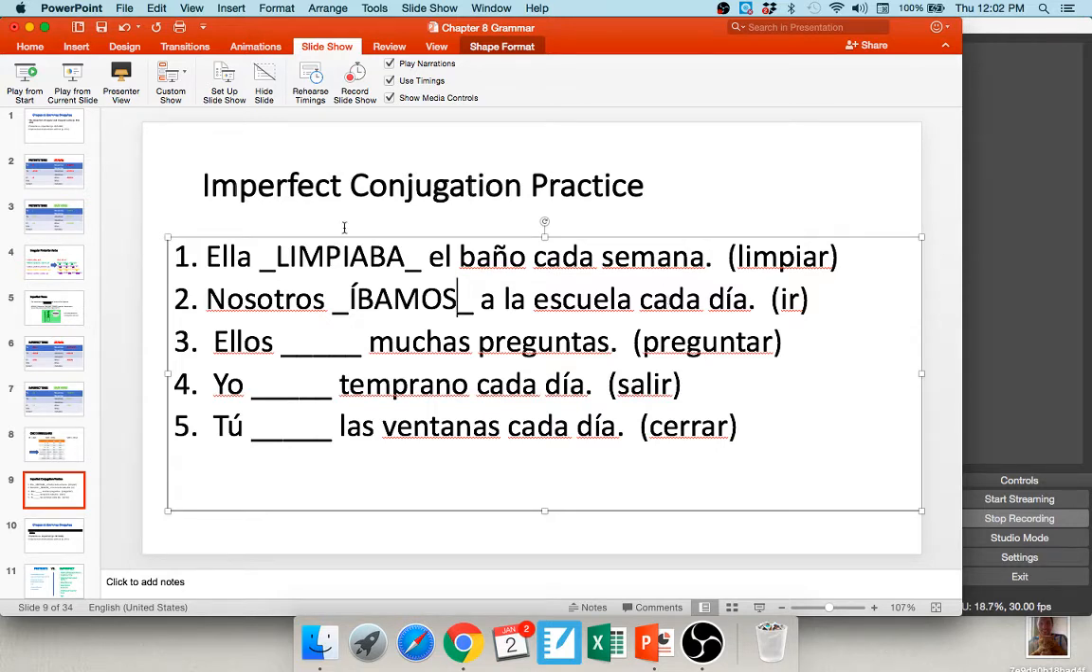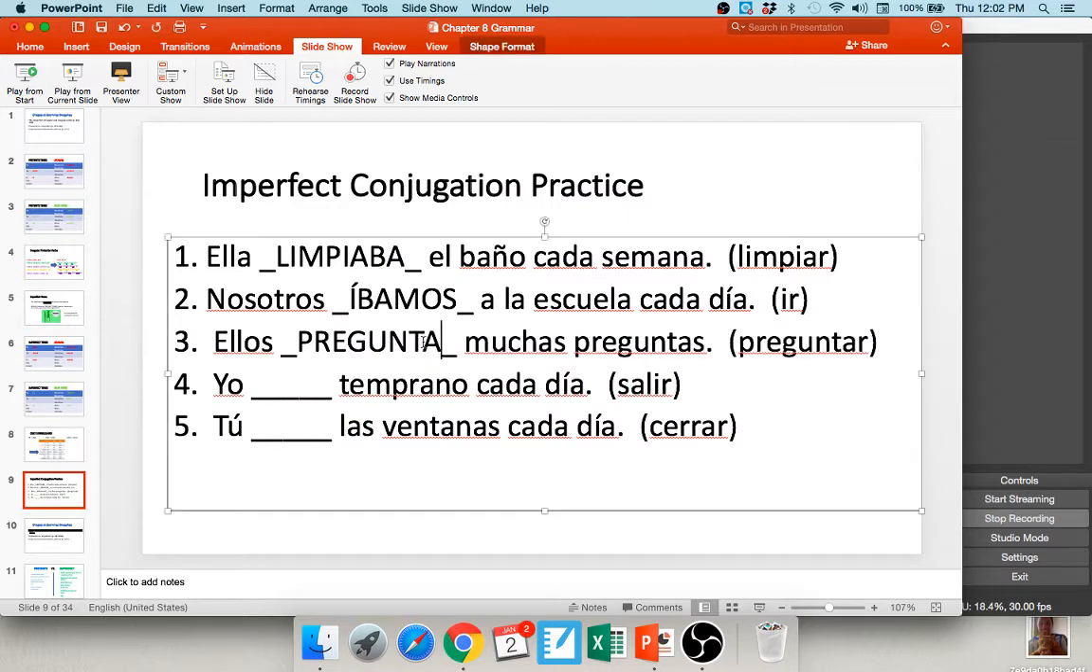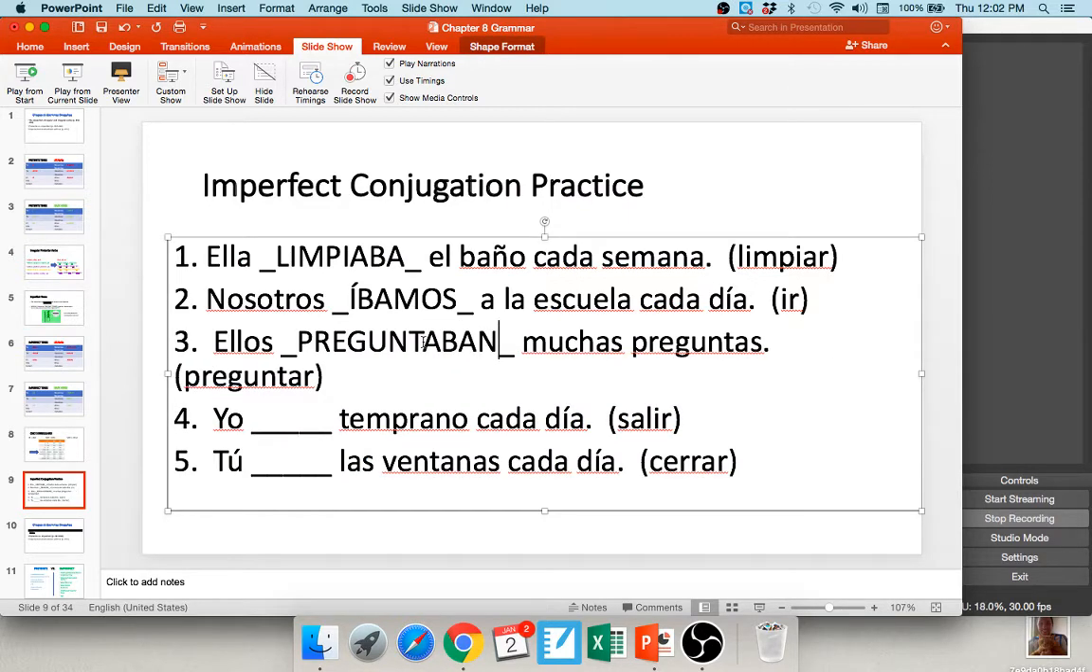Okay, now that you've had a moment to try these, you can see that for ellos with preguntar, we're going to chop off our AR, an AR verb in the imperfect. In the they form for ellos, we're going to add back aban. Ellos preguntaban muchas preguntas. They used to ask a lot of questions.